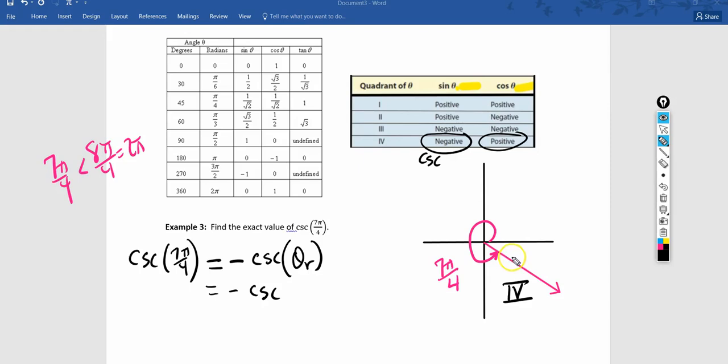Well, the reference angle by definition is the angle formed by the terminal side and the nearest x-axis. That's my reference angle. And it's always positive and it doesn't have direction. And you can see it's going to be pi over 4 because if I add the red angle to it and then go a further bit here, I get a full revolution.